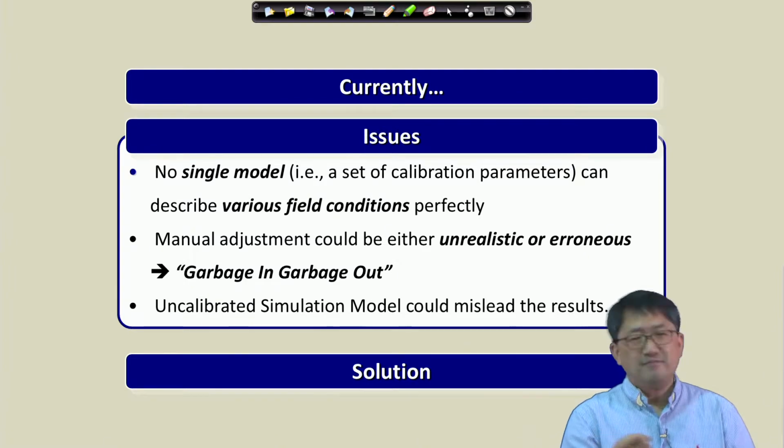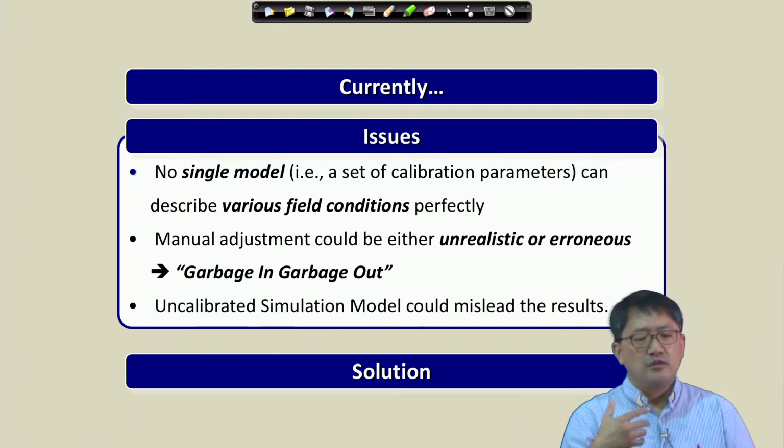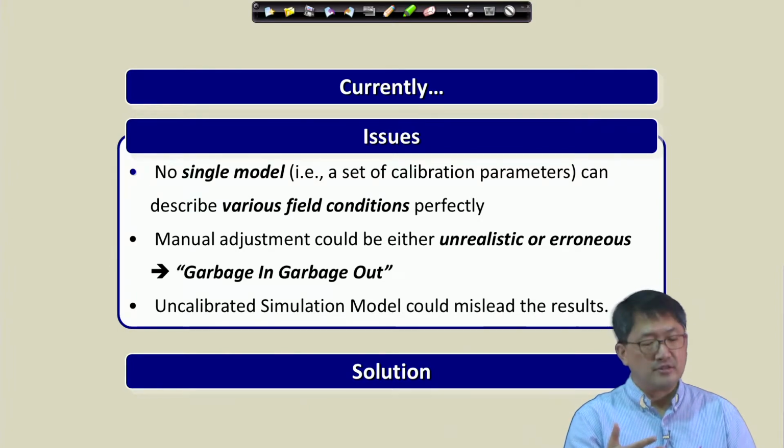So this issue will have, obviously, no single model is perfect for the real field. It may be good for one condition, and the vendor might have collected data from their own backyard and made a lot of effort calibrating it. But if that goes into another country or other locations, it usually doesn't work. So if you do a manual adjustment, it could be unrealistic and sometimes give erroneous calibration results.